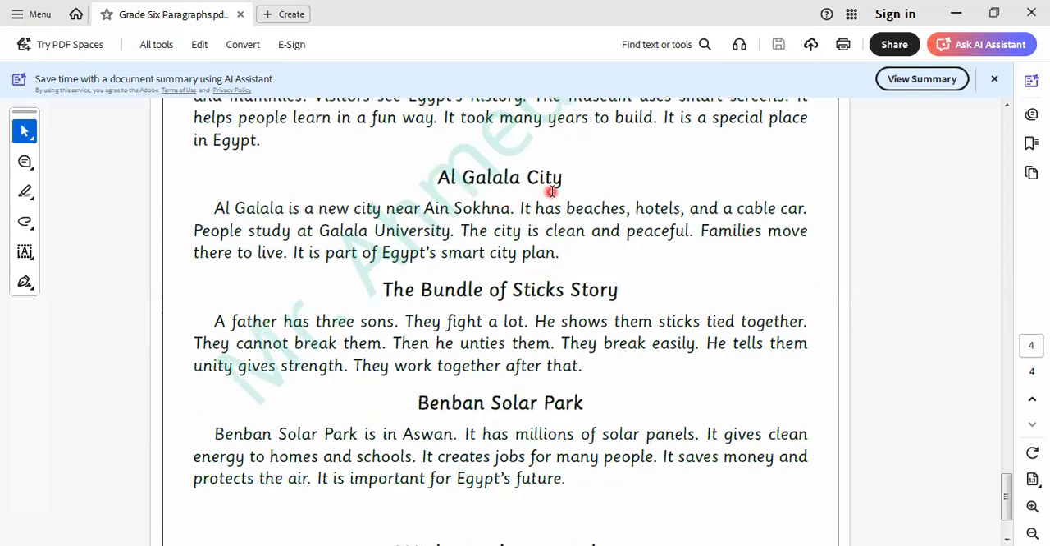Here we talk about Galala city. Galala is a new city near Ain Sokhna. It has beaches, hotels, and cable cars. I think all of us see the cable cars during our lessons. People study at Galala University. The city is clean and peaceful. Families move there to live. It's part of Egypt's smart city plan. Okay.